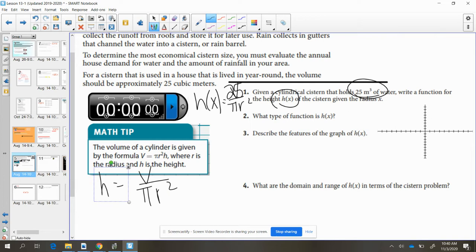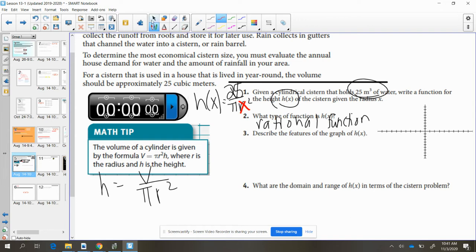meters. Now this is, again, a rational function, and we know it's a rational function because the top is a polynomial of degree 0, 25. The bottom is a polynomial of degree 2. So again, if we're going to call this h of x, we're just basically saying that we're going to change around the r in this to be an x. Okay, and so this is degree 0 divided by degree 2, so that's why it's a rational function.